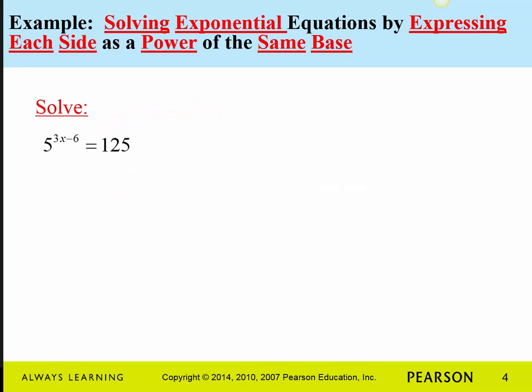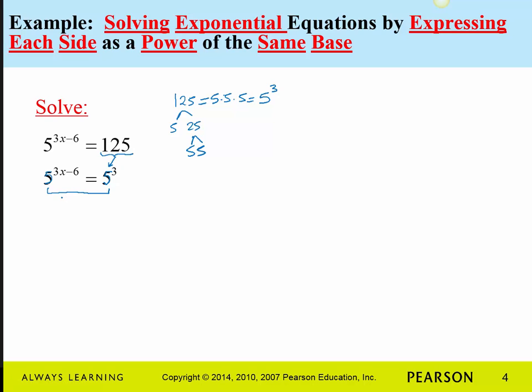Let's say we want to solve 5 to the power 3x minus 6 is equal to 125. So notice that 125 is 5 times 25, which is 5 times 5. So 125 is 5 times 5 times 5, which is 5 to the third power, which you may know already. So since we have a 5 on the left-hand side, we're going to rewrite 125 using the same base 5 on both sides, as 5 to the third power. So we're just rewriting the right-hand side.